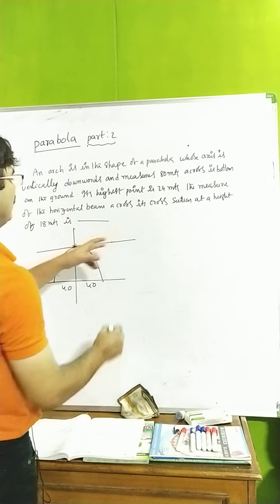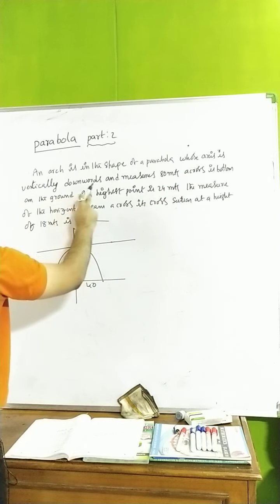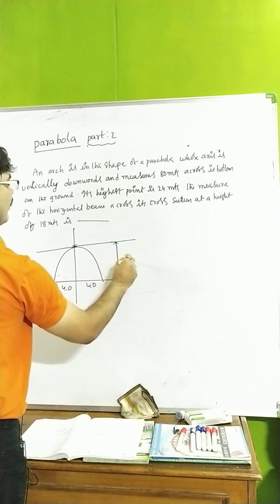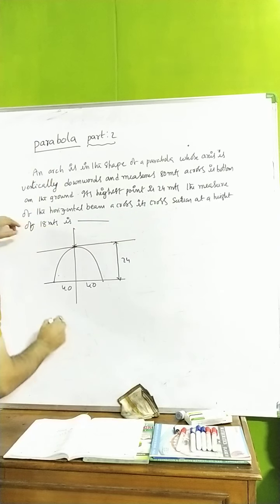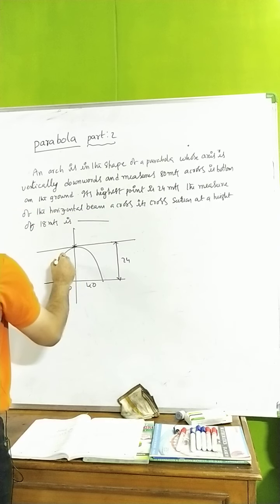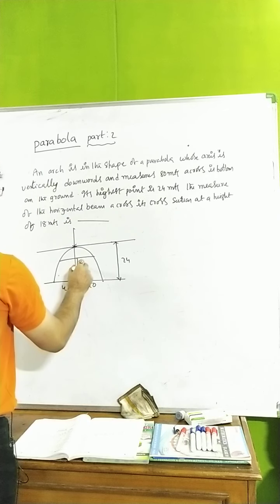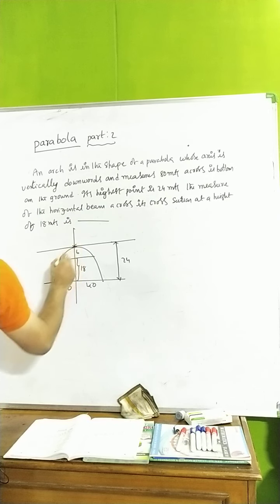No problem. And the next one is, the bottom is on the ground. The highest point, this distance, is 24 meters he has given. A horizontal beam is placed over here. How much distance? 18. If this is 18, total 24, then this is 6.